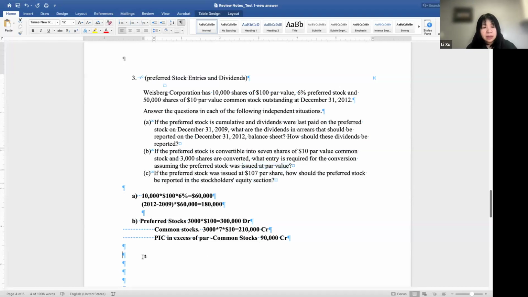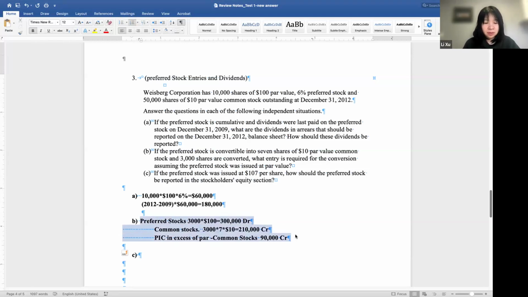All right, the last one is a similar question but slightly different. What happens if the preferred stock was not issued at par? If that is the case, what are you going to do? It's going to be a similar journal entry, except we're going to capture this difference when they're not issued at par.